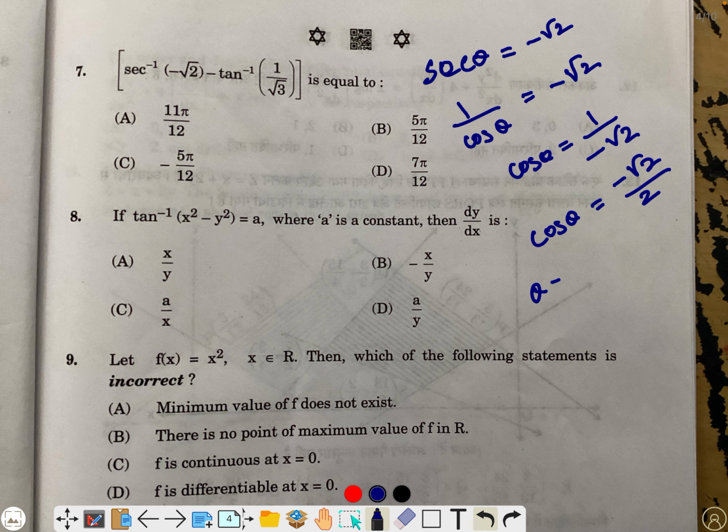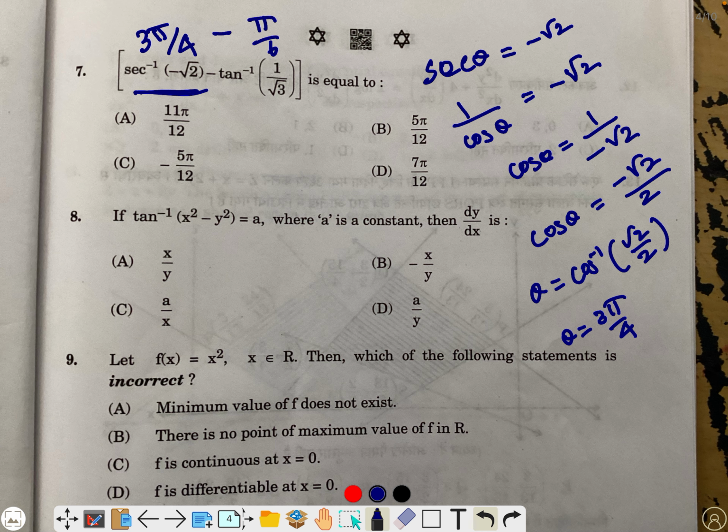So we need to find the cos inverse. Cos theta equal to cos inverse of root 2 divided by 2, so theta is going to be 3 pi by 4. So this value is 3 pi divided by 4 minus tan inverse of 1 by root 3. Everyone knows that is pi by 6. So 3 pi by 4 minus pi by 6. If you solve that, you will get 14 pi divided by 24. So that is 7 pi by 12, that is the correct answer.